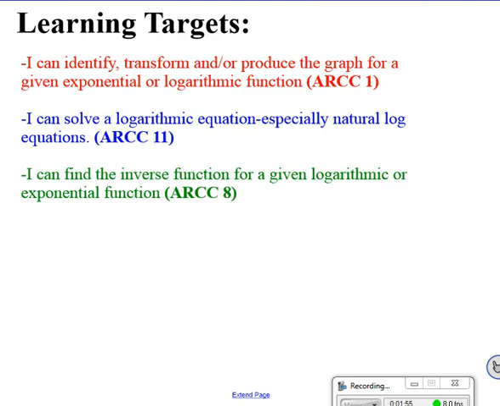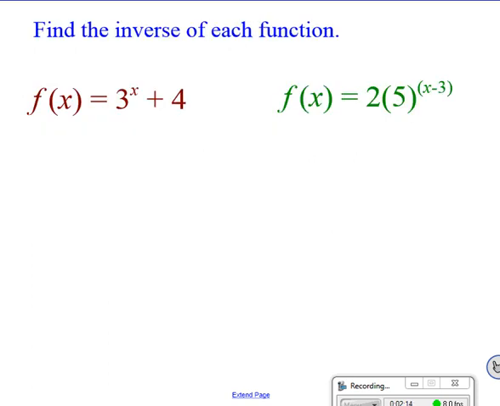Okay, so overall lesson, we have all these things. The main one for this is to find the inverse function for a given log function. So we have to think back to how we find inverses. And to find the inverse, you're going to switch x and y and then solve for y. So let's try a couple. If we remember, f of x is our y. So when I switch x and y, this function right here becomes x is 3 to the y plus 4.